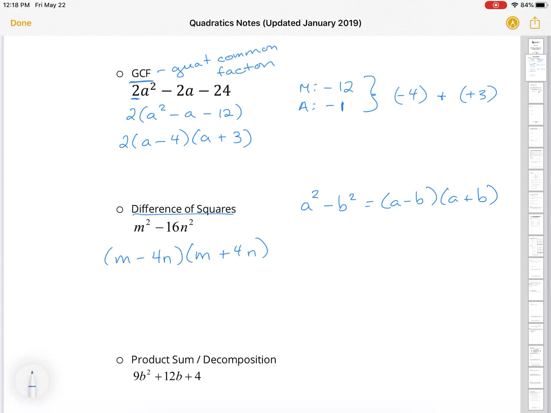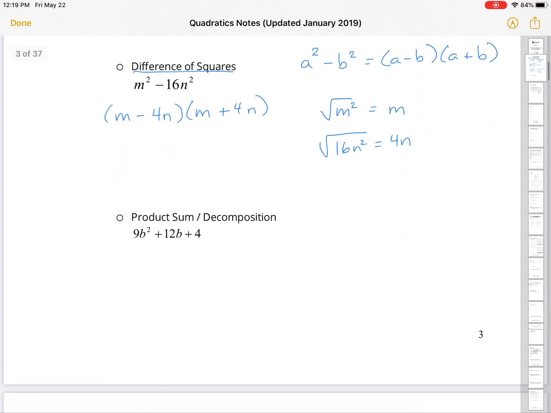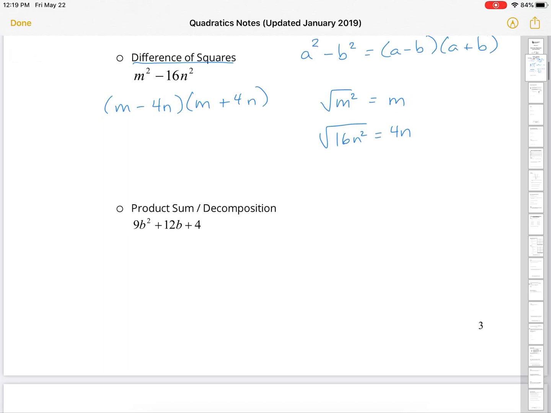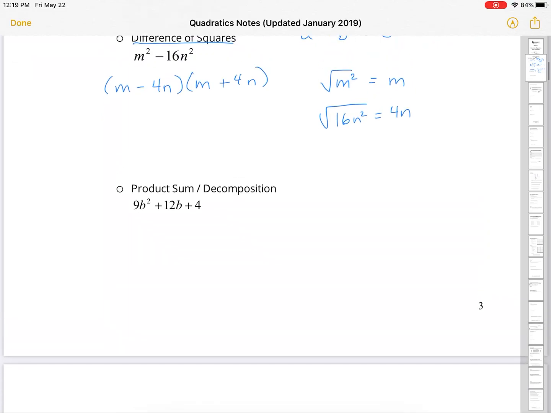Okay, so basically all I did for this is I took the square root of m squared, which is m, and the square root of 16n squared, which is 4n. And those become my two terms. Okay, you don't have to write that work out. You probably can do that in your head.